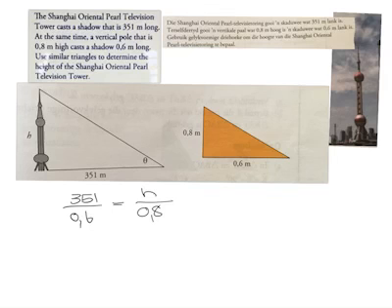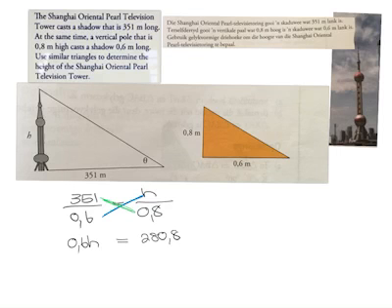Now you're going to cross multiply. 0.6 times h is 0.6h. And that will now be equal to 351 times 0.8. And that is 280.8. Now, I want to know how high the h is.